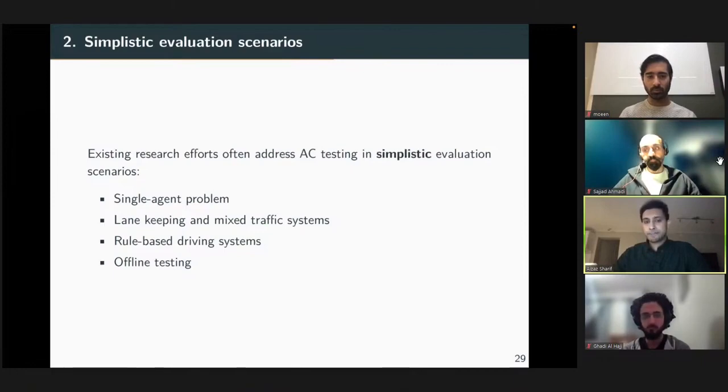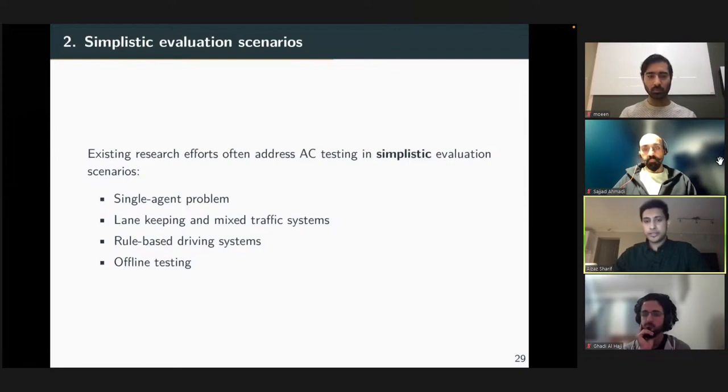The third is that we see a lot of papers proposed for testing rule-based driving systems. A common example of a rule-based driving system is the kind of cars we see in a gaming world, which are automated, but they cannot be scaled to improve.